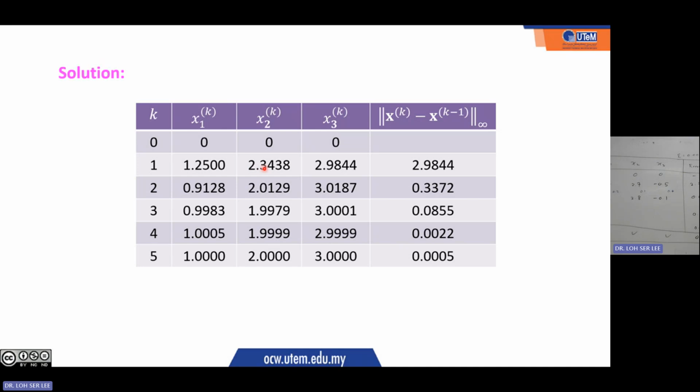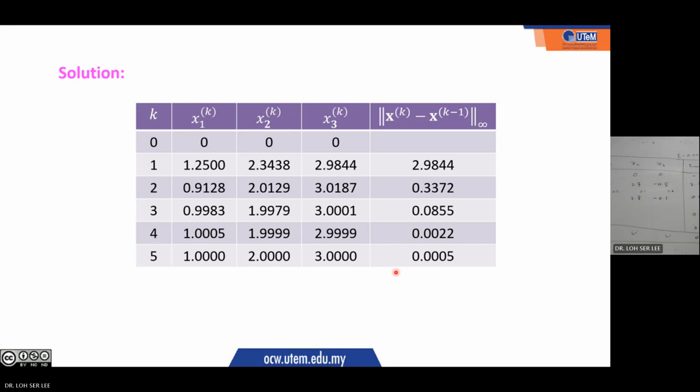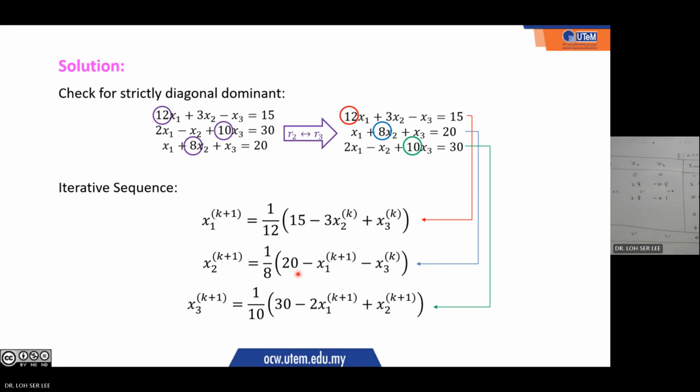Then to get x2, we use this formula. x1 is what you got just now, 1.25. x3 is still 0. So you compute with 1.25 and 0, and you get this. And to get x3, use this x1 and x2. Then use your calculator to compute x3.